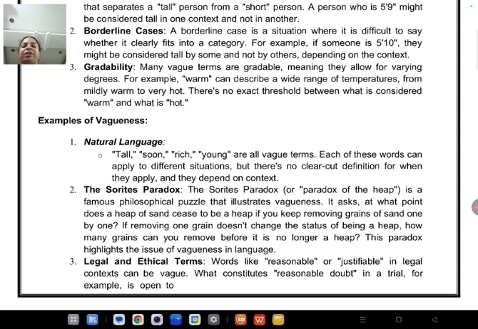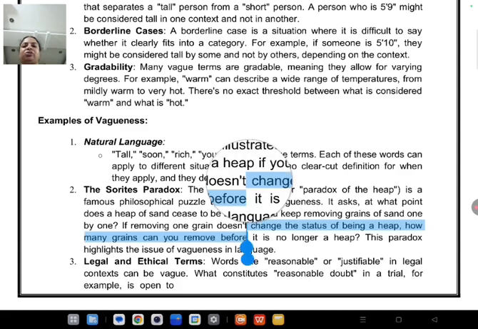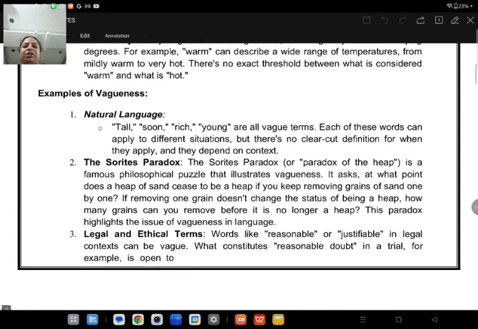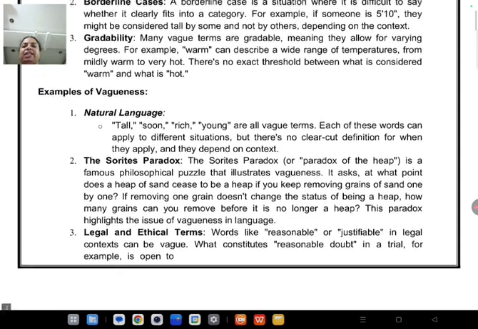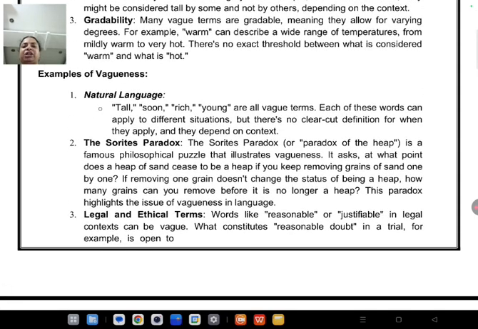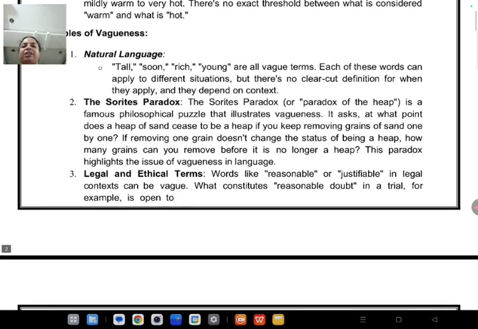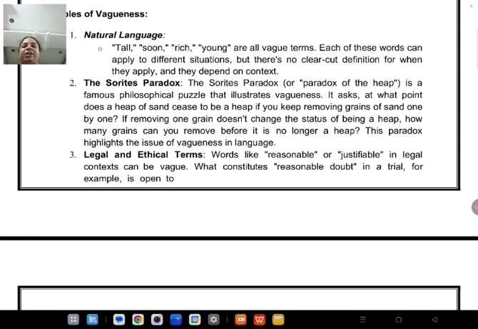And gradability. Whenever we are saying some information, if you are not grading it, like how much percentage of the information is correct or not, then we will get vagueness of the information. Examples of vague information are natural languages. Generally, whenever we say only one particular word without giving proper information, it becomes vague. Similarly, the Sorites paradox is a game and puzzle where we need proper information. Without proper information, we cannot play that particular puzzle.